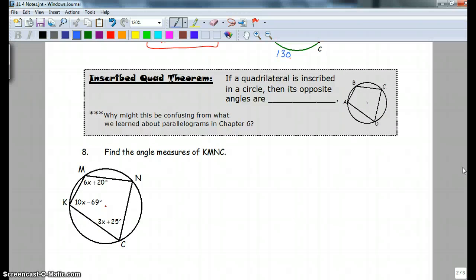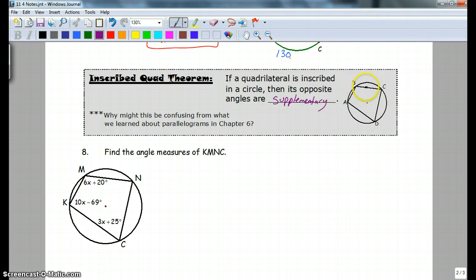Inscribed quadrilateral theorem. If a quadrilateral is inscribed in a circle, then its opposite angles are supplementary. Now, this is confusing a little bit if you remember all the stuff we talked about with parallelograms from the beginning of the semester. Parallelograms, opposite angles are congruent. Here we're saying that opposite angles are supplementary.